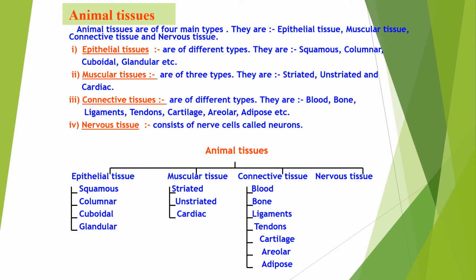Let us now study about animal tissues. Animal tissues are mainly four types. They are epithelial tissue, muscular tissue, connective tissue, and nervous tissue.